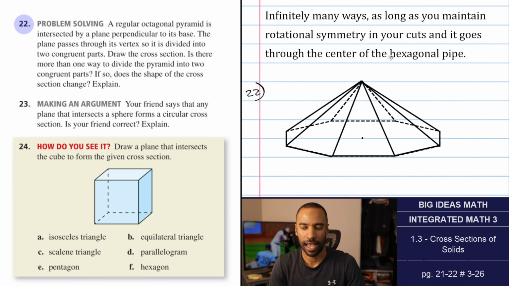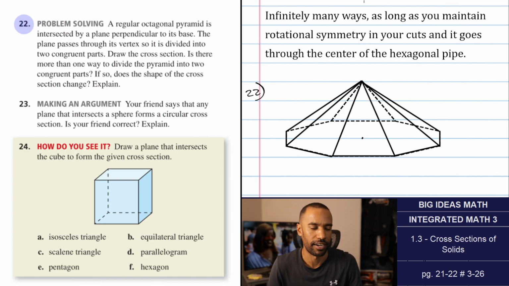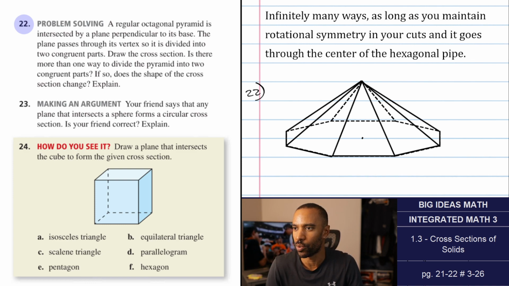So I have an octagonal pyramid. It's intersected by a plane perpendicular to its base. So anything that I do that's vertically upright, like that, one of those ones. The plane passes through its vertex, so it's divided into two congruent parts. Draw the cross section. So we can do, I'll go straight up. I'll actually just make a rectangular shape right now.